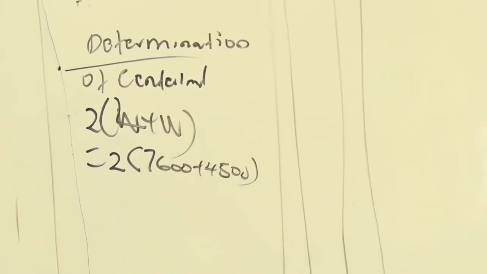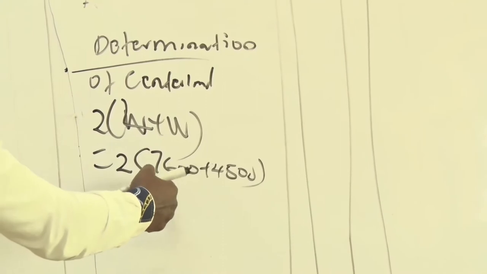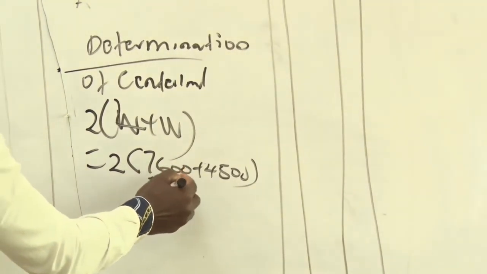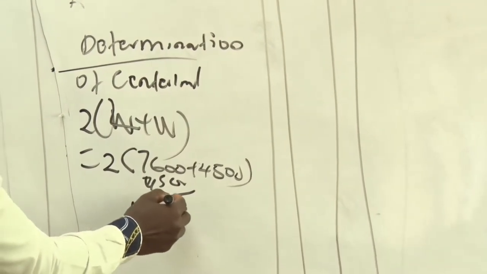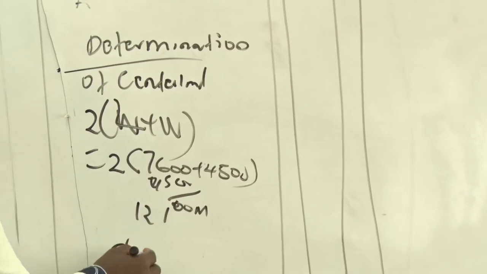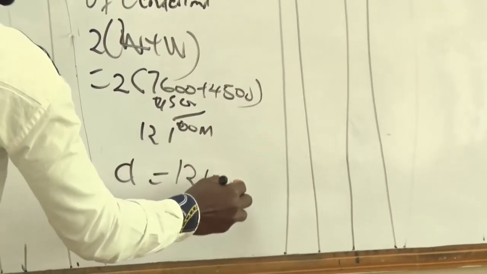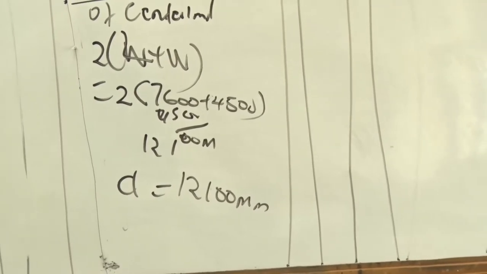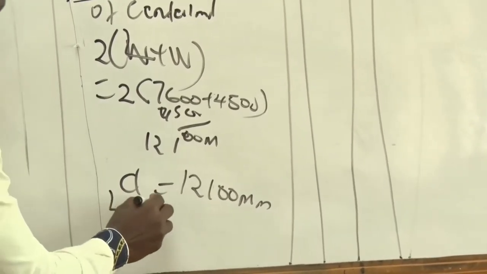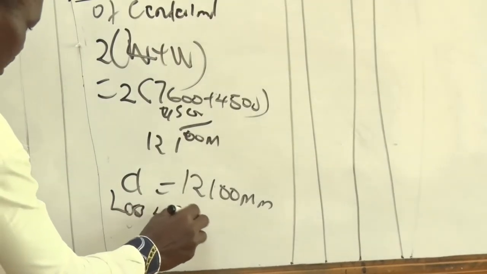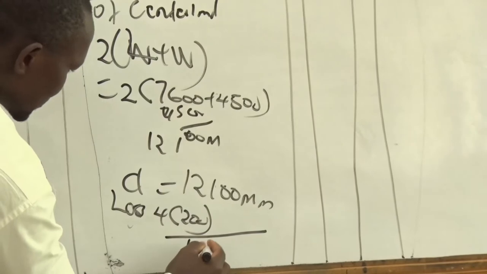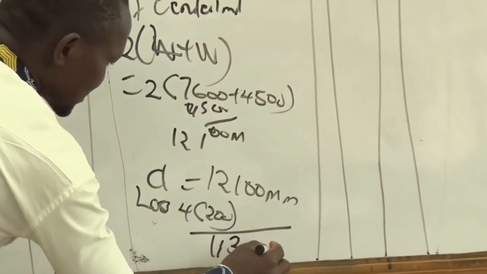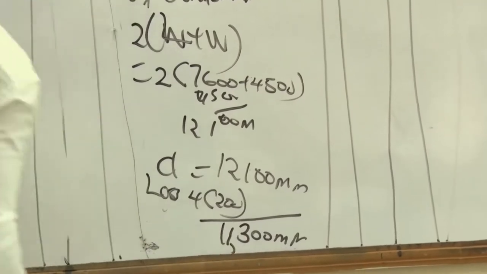If you add the two, you get 12,100 millimeters. So the center line will be 12,100 millimeters. But we have four corners, so we less four into 200, because we are told the walls are 200 millimeters thick. So if we subtract 800 from that, we get our total length, 11,300 millimeters center line. 11,300 millimeters.